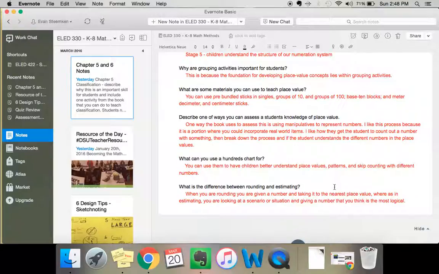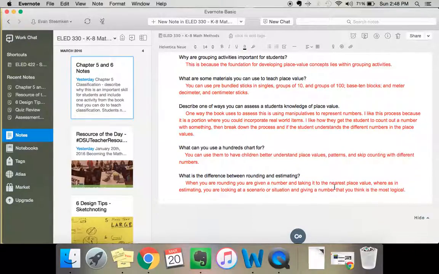I also like that it gave examples of materials you can use to teach place value. We talk a lot about the base 10 blocks in class, but you could also use something simple that you see in every classroom, like a meter stick, because there's easily recognizable numbers on a meter stick.